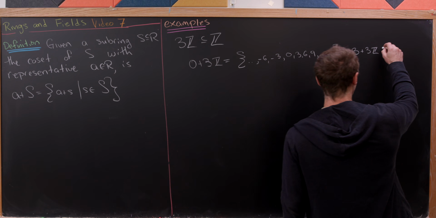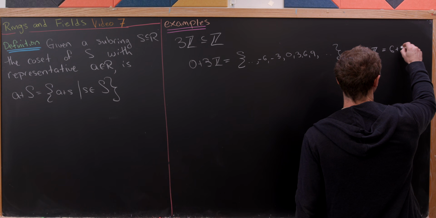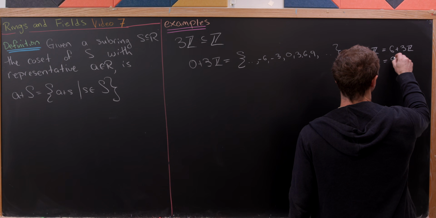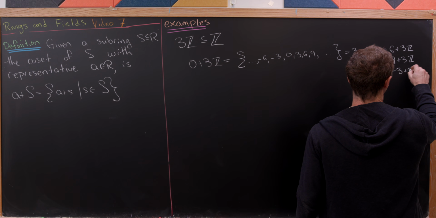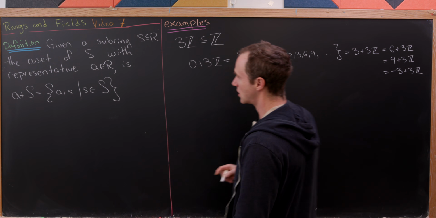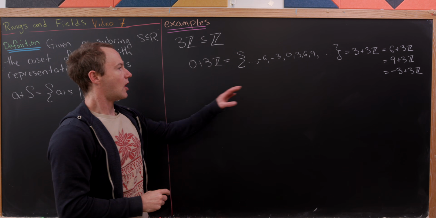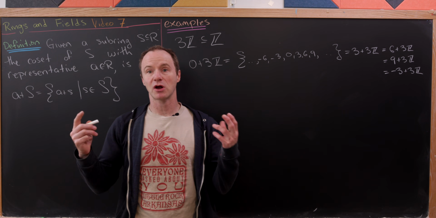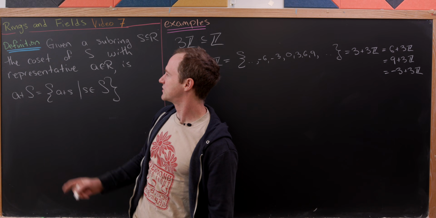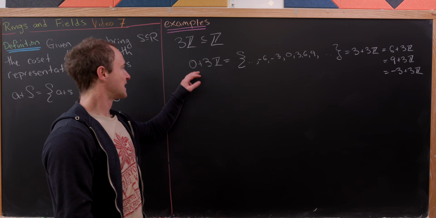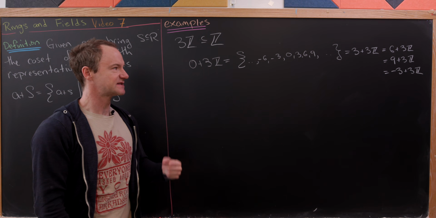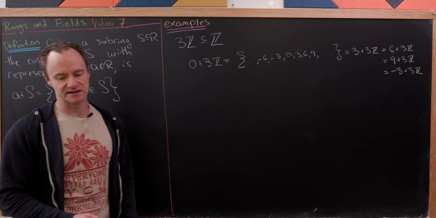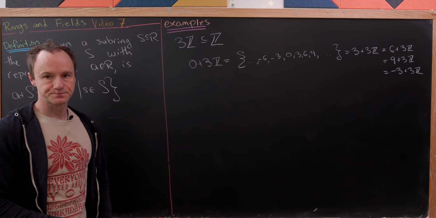And furthermore, that's going to be the same thing as 6 plus 3Z, which is the same thing as 9 plus 3Z, which is the same thing as negative 3 plus 3Z. As you can see, all of these form the same coset, but with just a different representative. Here the representative is 0, over there the representative is 3, 6, 9, or negative 3, depending on exactly which of those we're looking at.